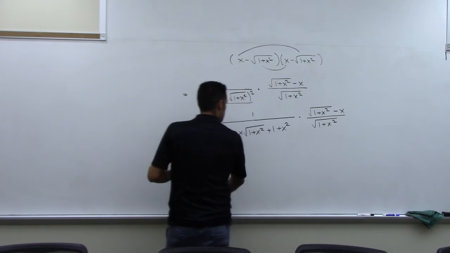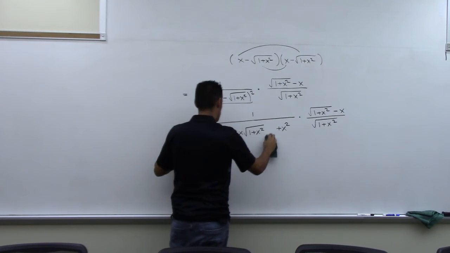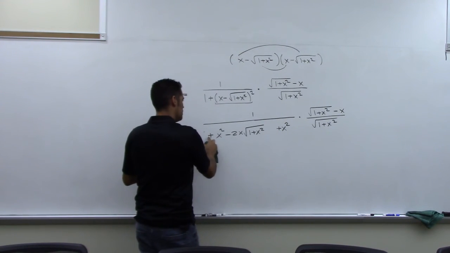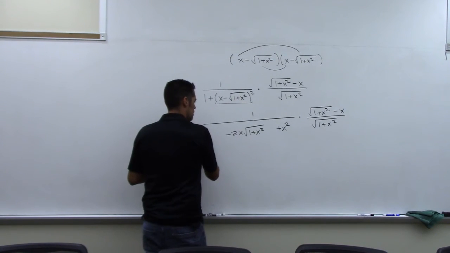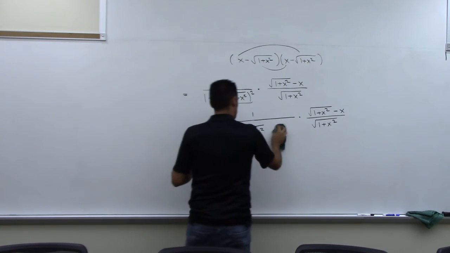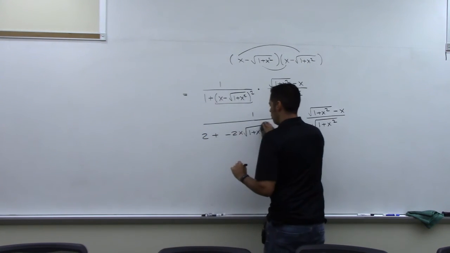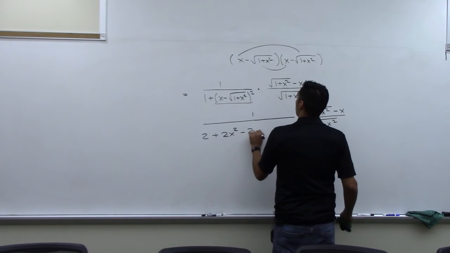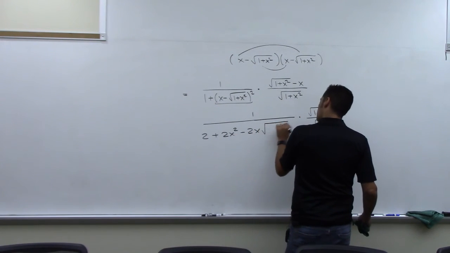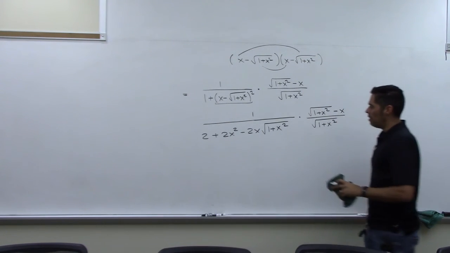I should be able to combine some things together. 1 plus 1 is 2, so I'm going to put this here. Also, x squared plus x squared is 2x squared, so I get 2 plus 2x squared minus 2x root 1 plus x squared. All right, so that's what happens on the bottom when I collect like terms.